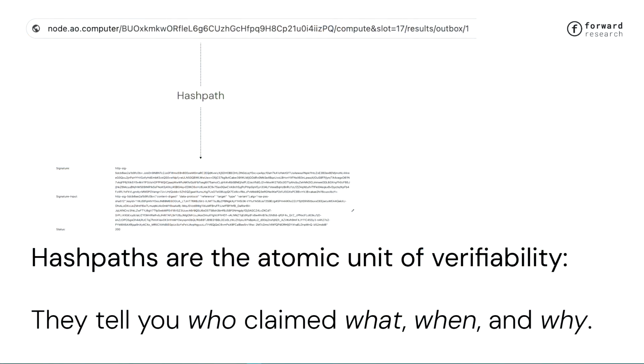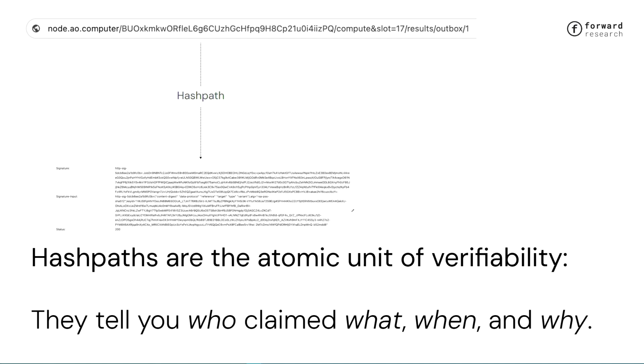So you can think of hash paths as a sort of atomic unit of verifiability. They tell you who said what, when they said it, and critically, why. So essentially, HTTP signed messages on their own, used in the way that AO Core does, would give you who said what and when they said it. But hash paths give us the why they said it.